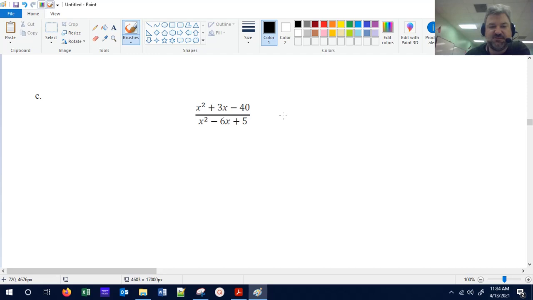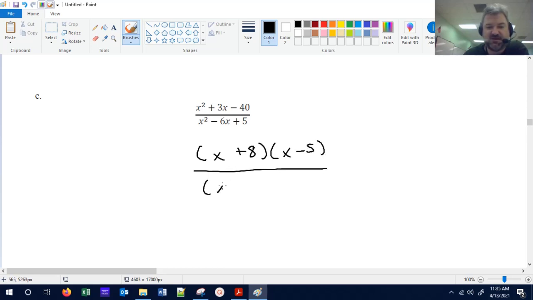Let's take a look at letter C. This is x plus 8 and x minus 5. And in the denominator, I have x minus 5, x minus 1. The x minus 5's cancel, and I have x plus 8 over x minus 1.